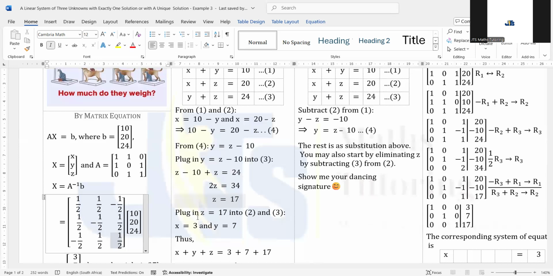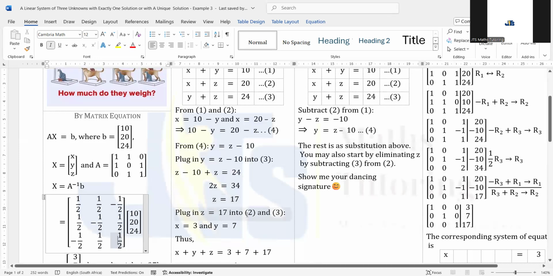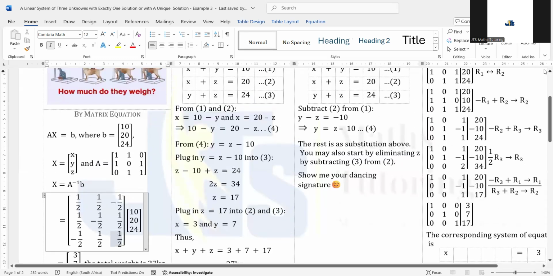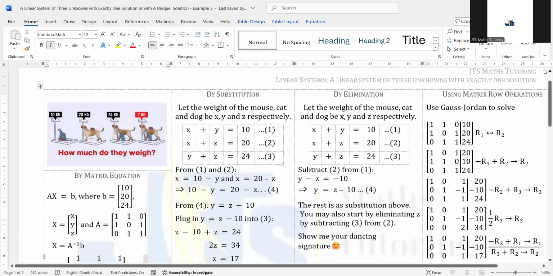So you plug in Z equals 17 into 2 and 3. You've got the weight of the mouse being 3 kgs and that of the cat being 7 kgs. Thus, X plus Y plus Z is equal to 3 plus 7 plus 17, which will give you a total of 27 kilograms. That is the total weight of the three animals. Beautiful.